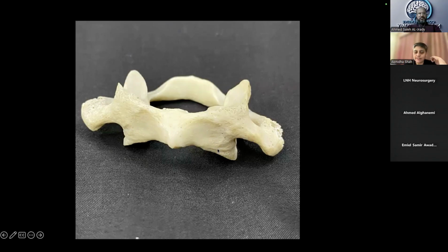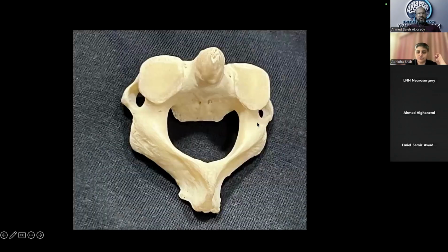But this is an advantageous situation for us because it gives us a huge area when we have to fix the craniovertebral junction, and it gives us very good purchase because it is a thick cortical bone. Also in the lateral part of C1 is the transverse foramen, as you can see here.